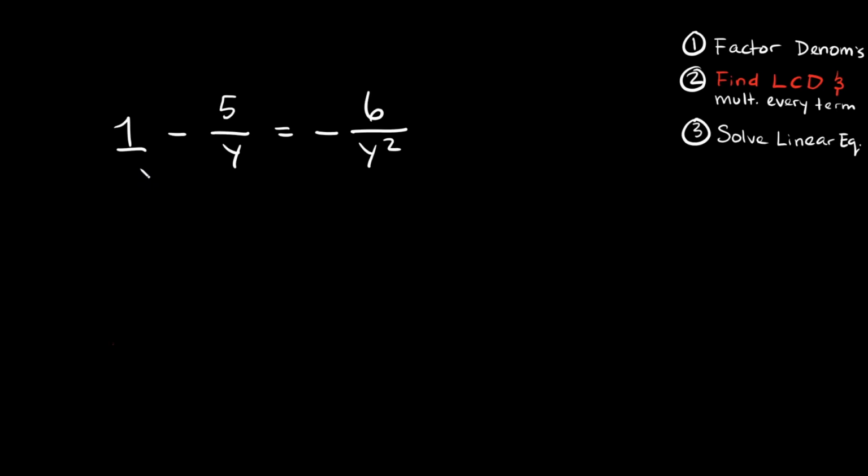All right, so here's our next example. 1 minus 5 over y is equal to negative 6 over y squared.